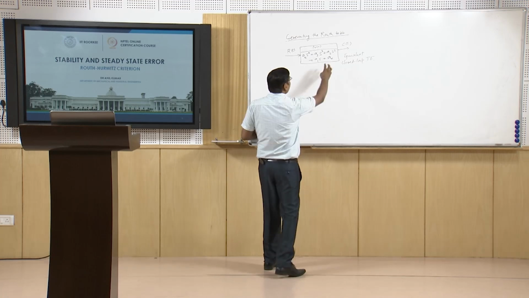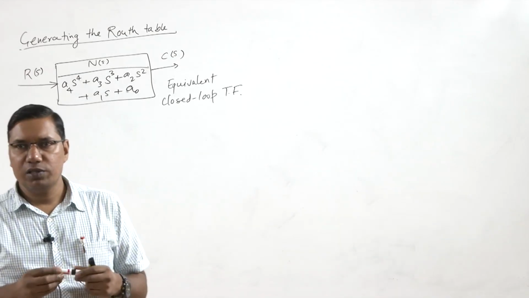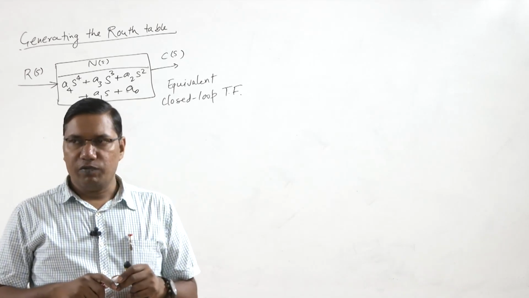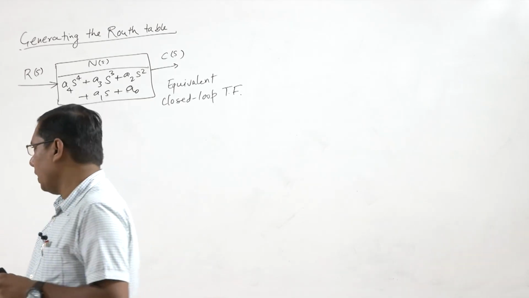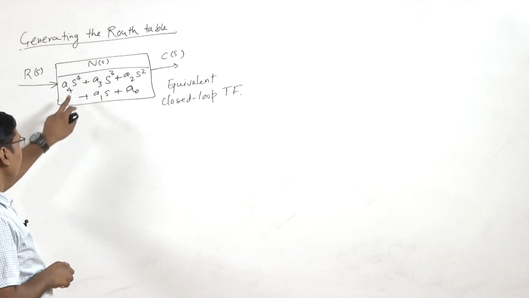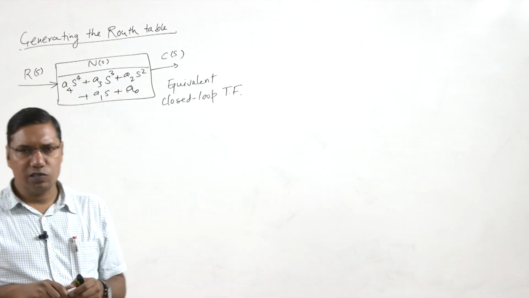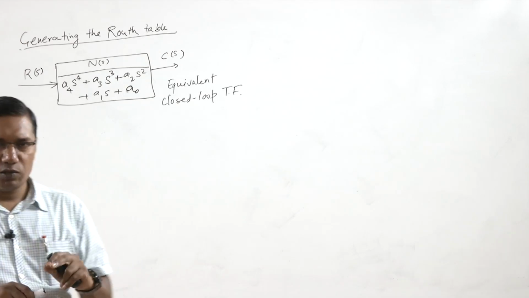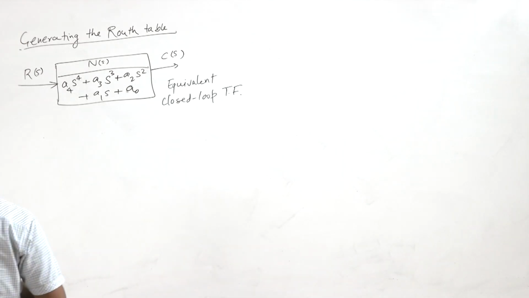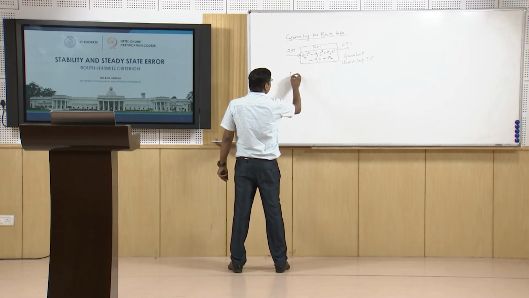This denominator will tell about the information of the poles and their locations. So, we do not need to solve the equation a4 s^4 plus a3 s^3 plus a2 s^2 plus a1 s plus a0 equal to 0. We do not need to solve to find the values of s, but we can create the Routh table. So, the initial layout.